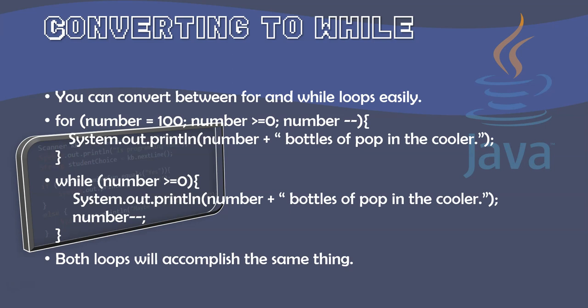Again, a lot of times when you know the number of iterations, a for loop lends itself really well. Whereas if you don't know the number of iterations, or it's going to be something like an infinite run, a while loop might be an easier implementation for that.